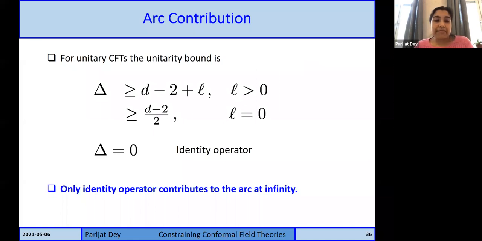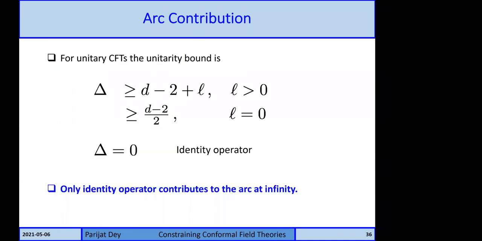Now, in a unitary CFT, there is something which is known as a unitarity bound, which says that the operators in the theory are bounded from below. So if we have spinning operators for non-zero L, this is the unitarity bound. And for scalar operators, this is the bound. And for identity, this is 0. So this unitarity bound tells us that only the identity operator contributes to the arc at infinity. So all the other operators don't contribute.